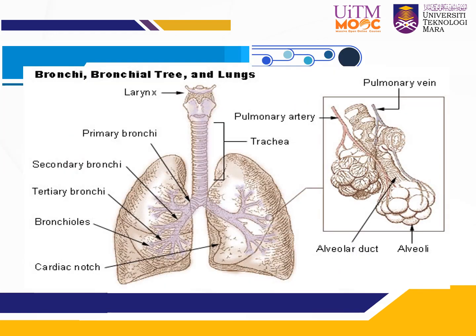So in short, this is a picture of the bronchi, the bronchial tree, and the lungs. The bronchi, as you can see, branch into smaller parts like the primary bronchi, secondary bronchi, tertiary bronchi, until it reaches the bronchioles. And the bronchioles will further divide until they reach the terminal bronchioles. Only then does it divide further with the alveoli, and that's the end part of the bronchioles.